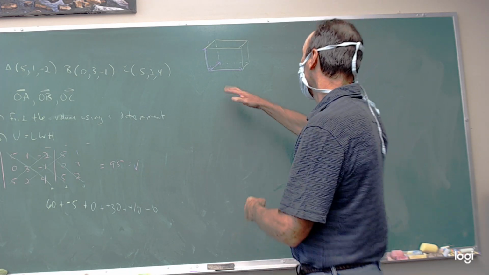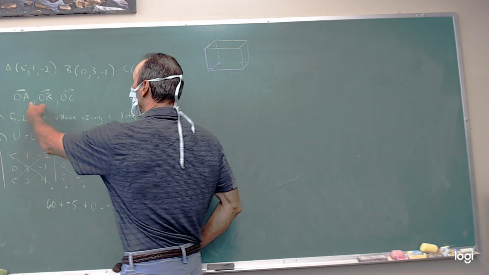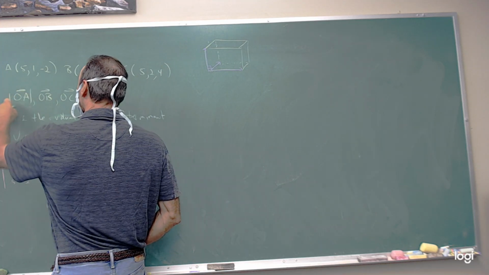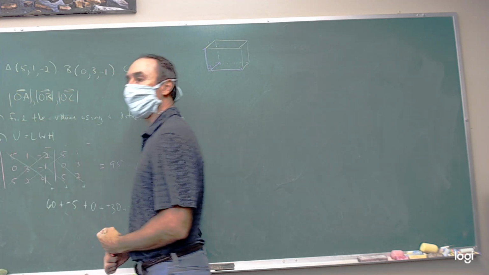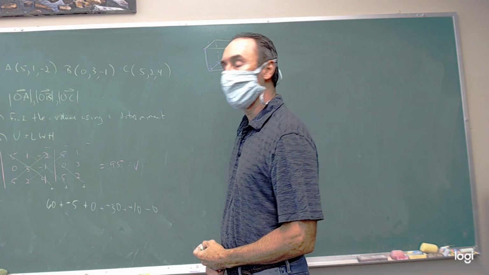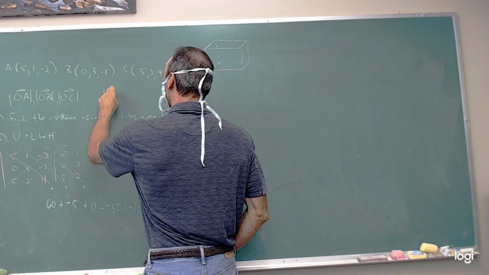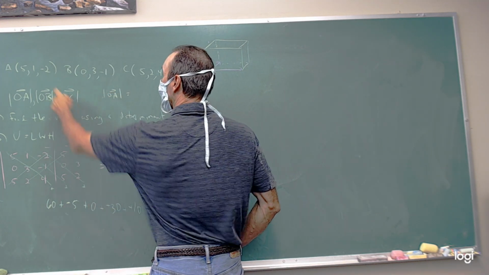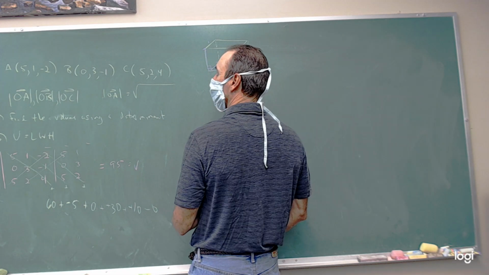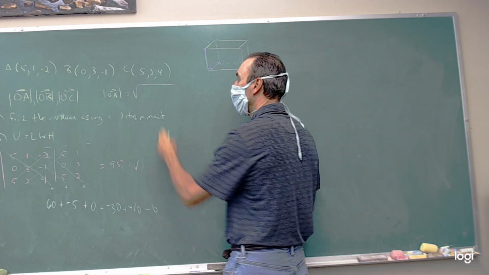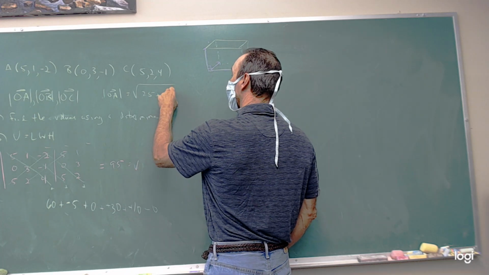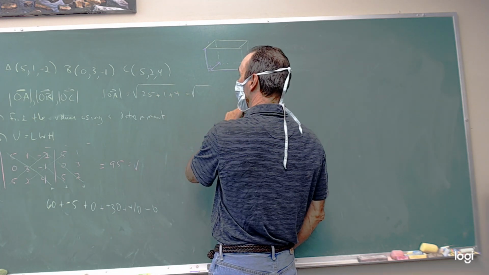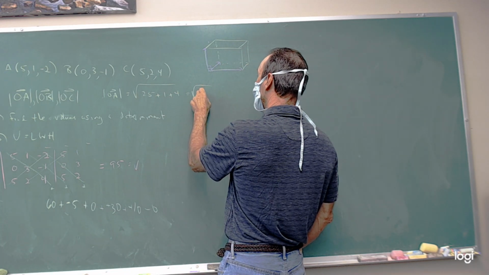Okay, so now we're going to do length times width times height. So OA, OB, we're going to look at their magnitudes, and that's going to be length, width, and height. So the magnitude of OA is going to be what? We get square root of 25 plus 1 plus 4. That's going to be 30, square root of 30.